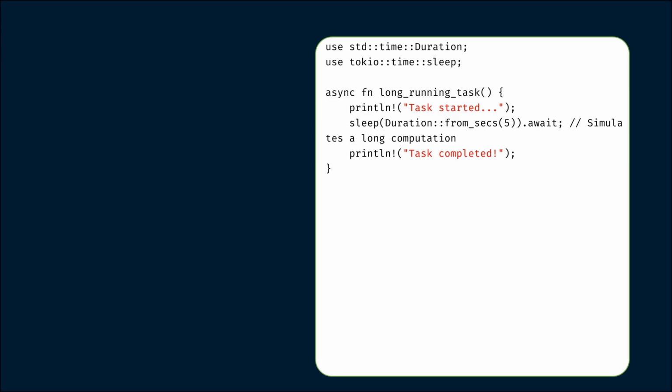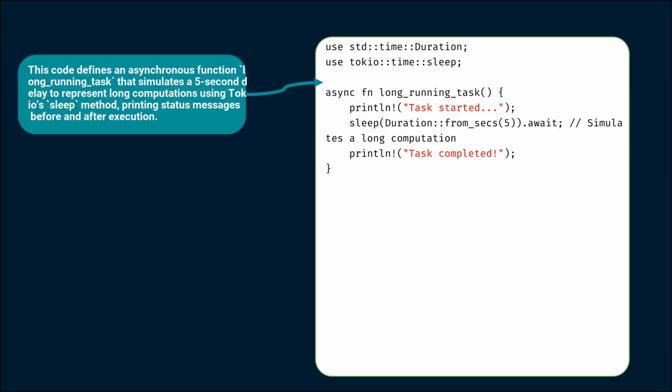Now let's take a look at how we can implement a simple asynchronous function that simulates a long-running task in Rust. The code begins by importing the necessary modules, Duration from std::time, which allows us to specify time intervals, and sleep from the tokio::time module, which provides the functionality to pause execution asynchronously.